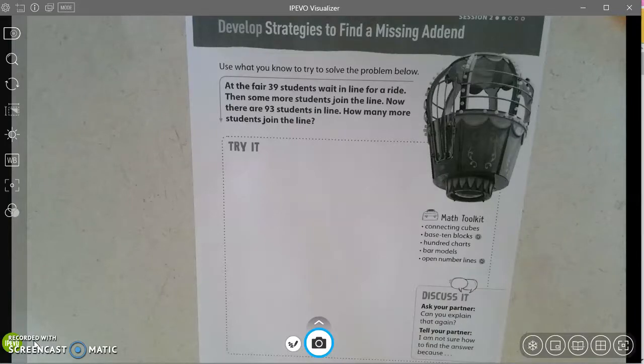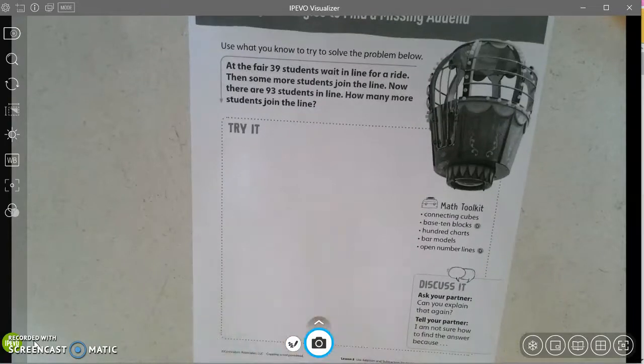What I want you to do first is, in just a second, pause the video and use this try it area to try to solve this problem any way that you think you can. This is the time where you get to practice, you get to try, you get to test out your way or your strategy. So go ahead and pause the video and then try to solve this problem. Come back once you're done, okay?